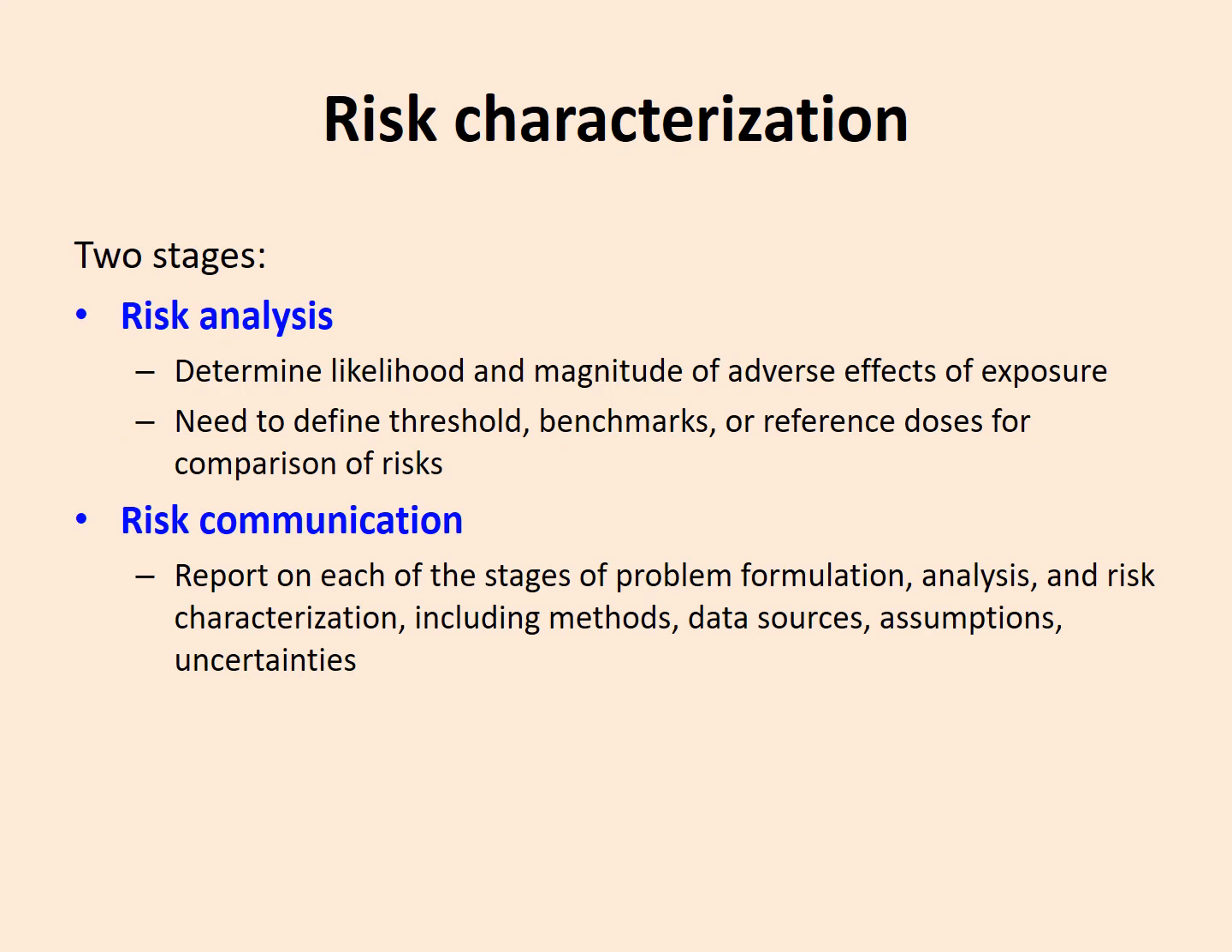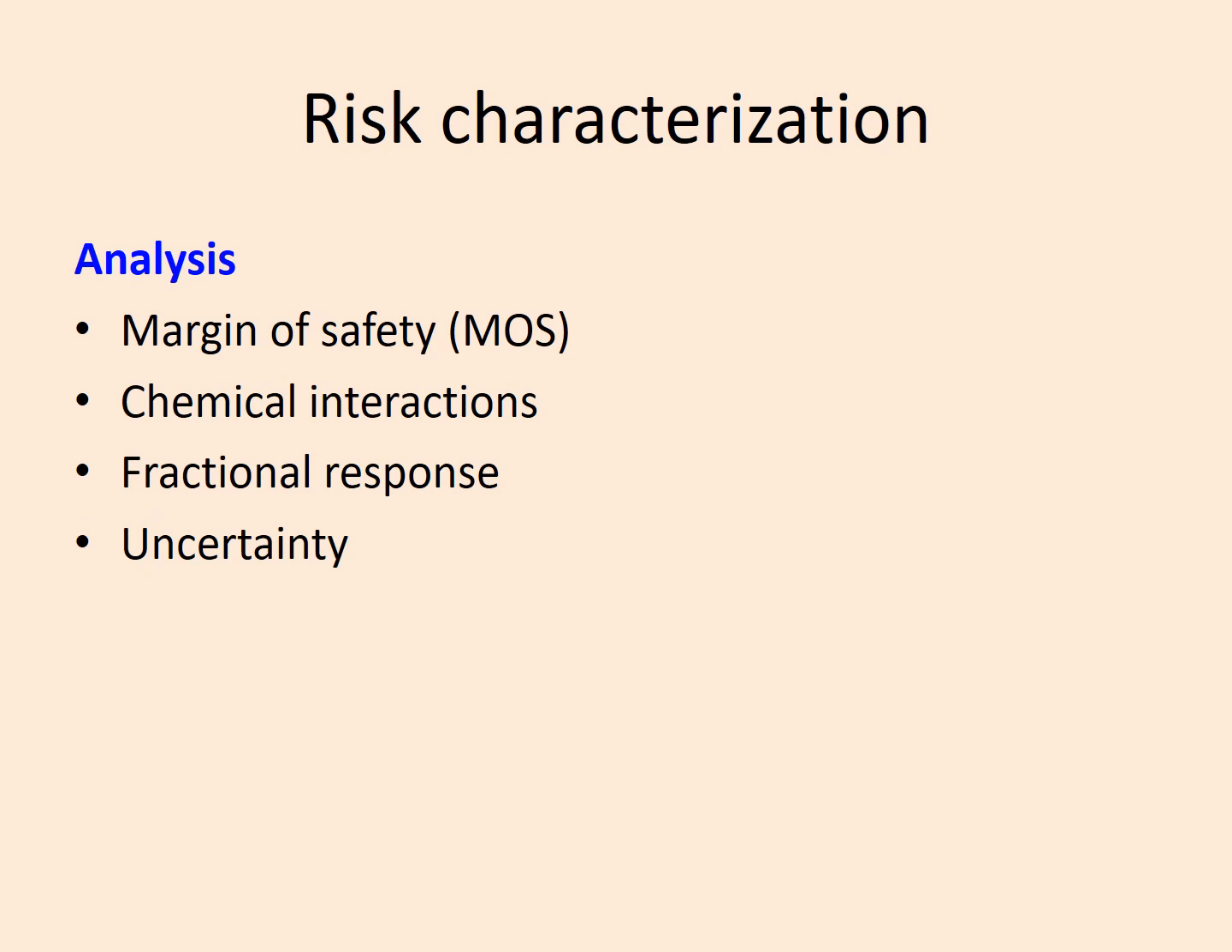Okay, so this includes two stages. One is the analysis of risk, and the other is how we communicate that risk related to these different problem formulations and putting it all together. If we're talking about the analysis of risk characterization, we can use some different terminology. For example, margin of safety, and we're going to go into that a little bit. We can look at analysis of various chemical interactions. We can look at fractional responses. We can look at uncertainty. And we'll go through a little bit more about what each of those mean.